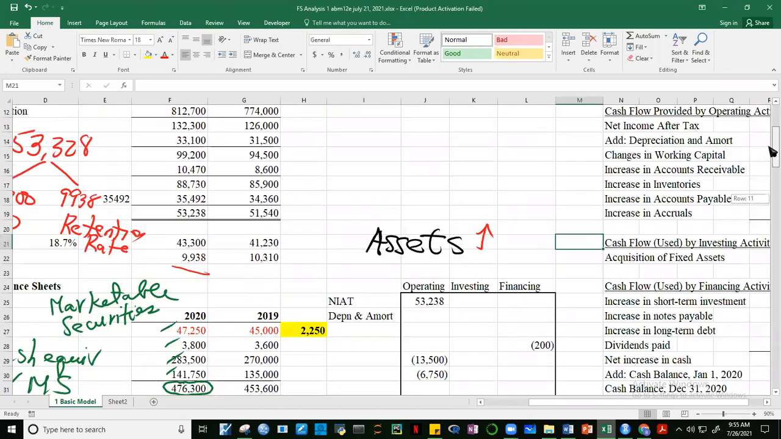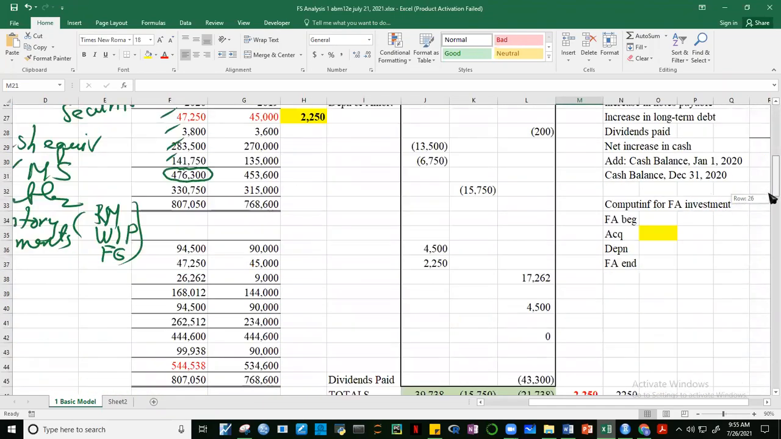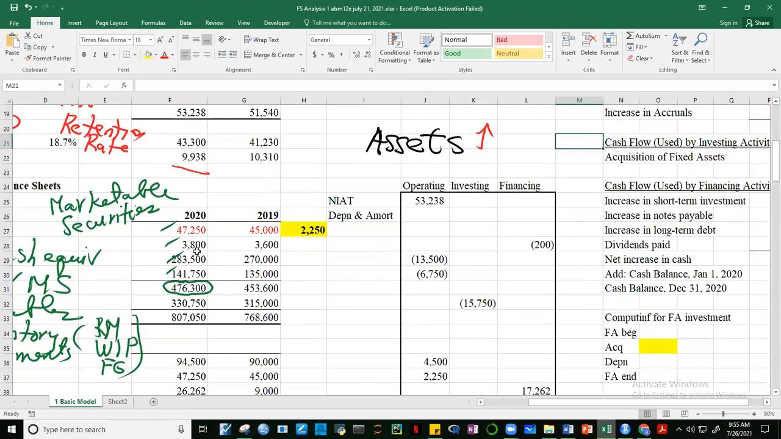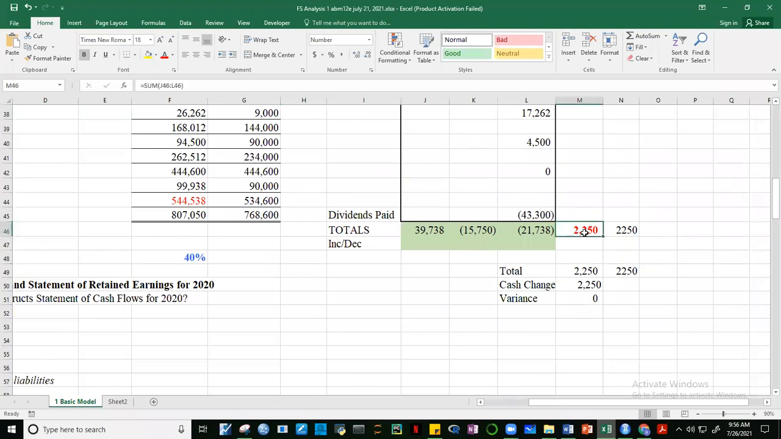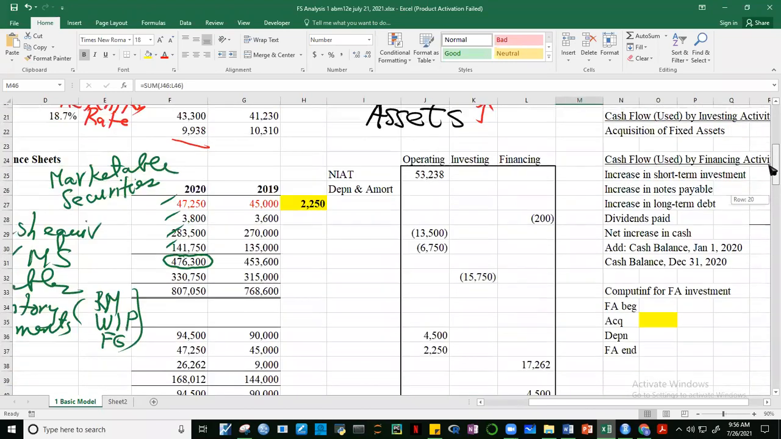Okay, quick review guys, no? So ang objective natin dapat, we looked at the cash, no? Increase in cash or decrease in cash. Dito, nag-increase in cash ng 250. Dapat lalabas din dito na nag-increase din yung cash ng 250. Okay? That should be our answer.